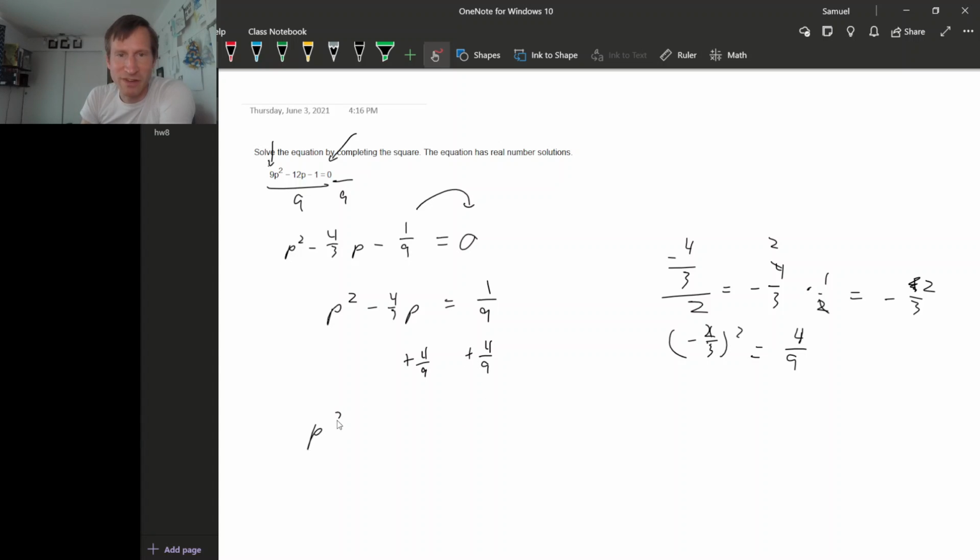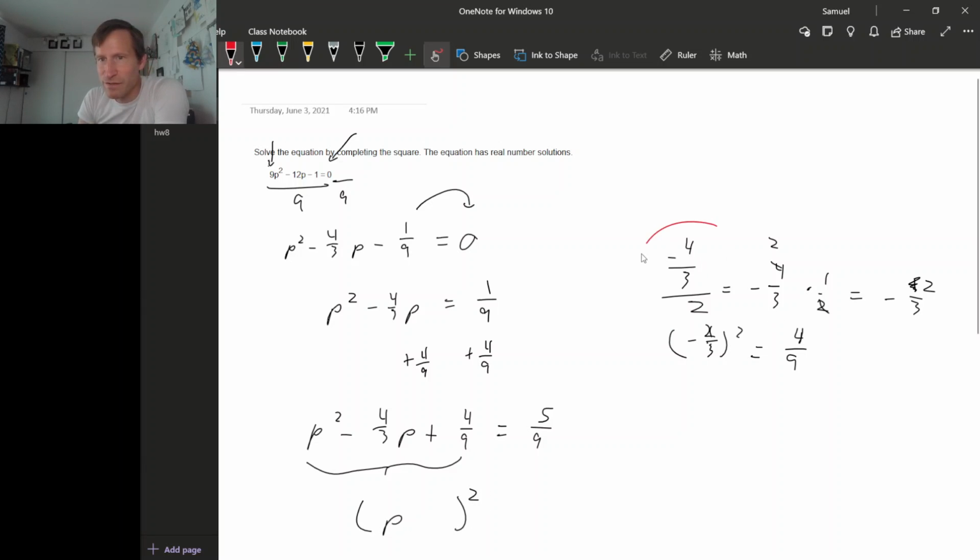Okay, so now on the left we have p squared minus 4/3 p plus 4 over 9 equals 5 over 9. Right, 1 over 9 plus 4 over 9 is 5 over 9. Now this should be a perfect square. And here's a little shortcut in case you haven't noticed this. After you divide by 2, that is what should show up right here. So if we did things right, this should be p minus 2/3 squared.